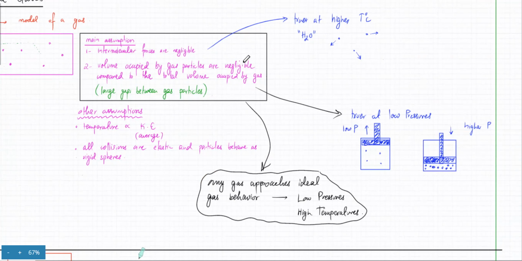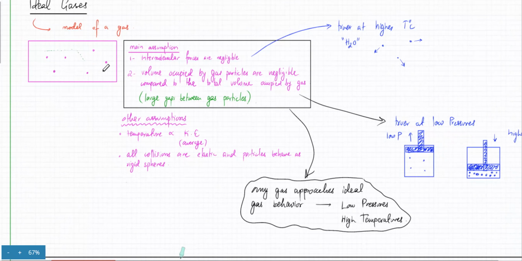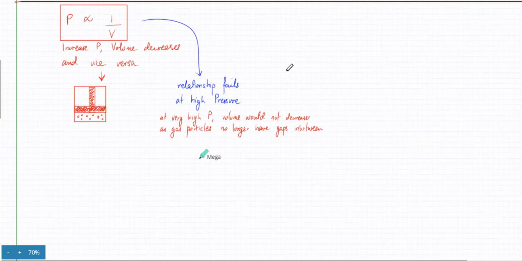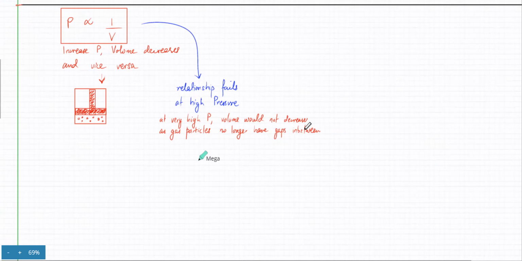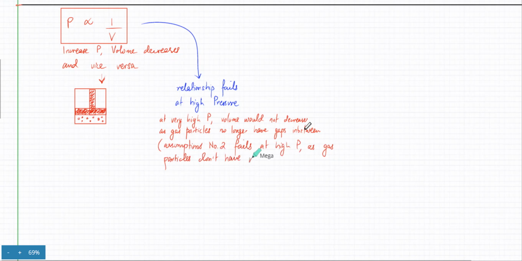That volume occupied by gas particles is negligible. That is true if there are large gaps in between. But once you have removed all the gaps, then this assumption has failed, and it's no longer going to be true. So at very high pressure, volume would not decrease as gas particles no longer have gaps in between. So the second assumption fails at high pressures as gas particles don't have negligible volume.